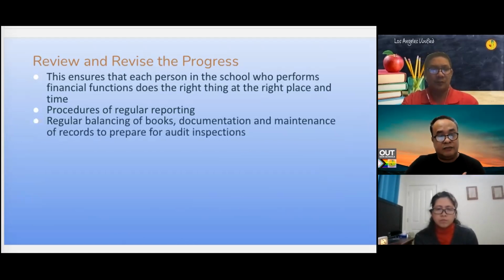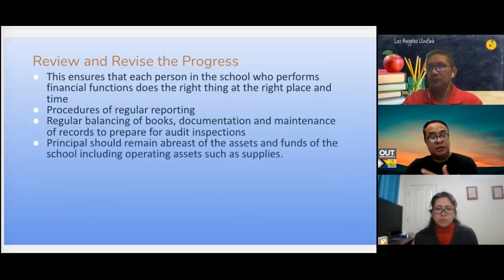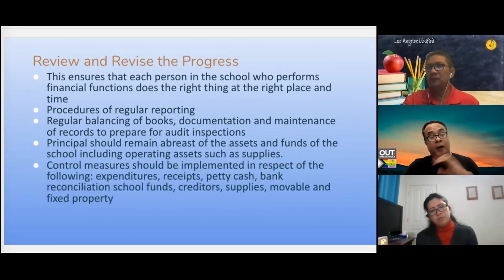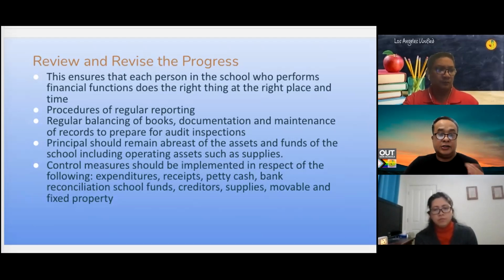documentation, maintenance of records to prepare for audit inspections. Again, it's essential that principals or school heads should remain abreast of the assets and the funds of the school, including operating assets such as even supplies, even down to the very last page of copy paper. So, and also part of the progress, as I mentioned early on, is about control. Okay, so control measures that should be implemented in respect to the different following financial terms. So it includes expenditures, receipts, petty cash, bank reconciliation, school funds.